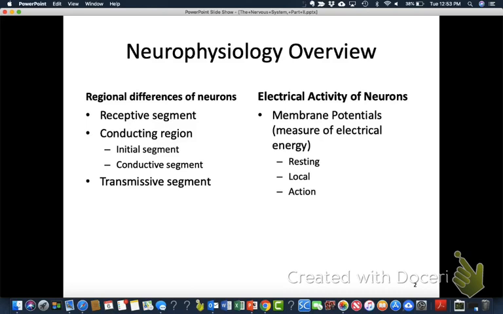So the regional differences we call the receptive region, the conducting region, and the transmissive segment. Segment, region, doesn't really matter. The receptive region is the part where stimuli can be received. And for most neurons, that's mostly going to be the dendrites, but also the cell body of certain neurons.